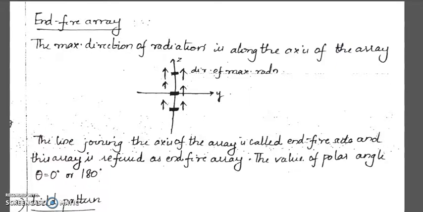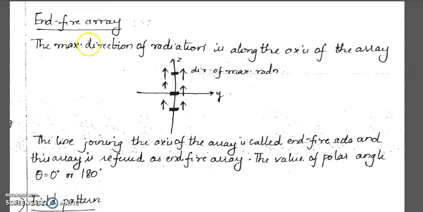Hi, today we discuss the Endfire Array. What is meant by Endfire Array? We already studied the broadside array. In the case of broadside array, the direction of maximum radiation is perpendicular to the array axis, whereas in the case of Endfire Array, the direction of maximum radiation is along the array axis.